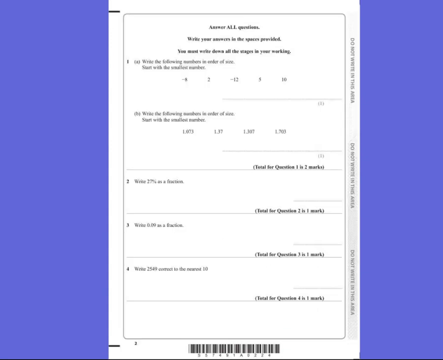Question 1. Write the following numbers in order of size, starting with the smallest number. So the smallest number is the one that's most negative. So negative 12 will go first, then negative 8, then 2, 5 and 10. Write the following numbers in order of size, starting with the smallest again.